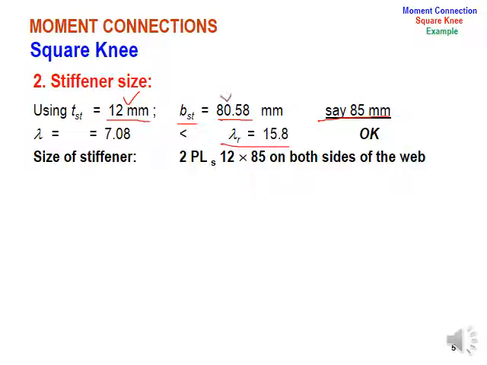Okay, for the BST, let's suppose the TST you are selecting is 10 and it is not satisfying this lambda R, then you can increase it or decrease it depending upon your check value. So here you have lambda equal to 7.08, that is less than lambda R, that is 15.8. So it will be okay. So your check is okay for the lambda value, and you can finalize your size of the stiffener as 2 plates 12 into 85 on both sides of the web.